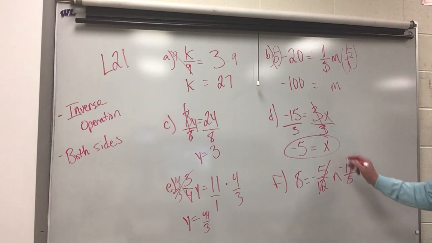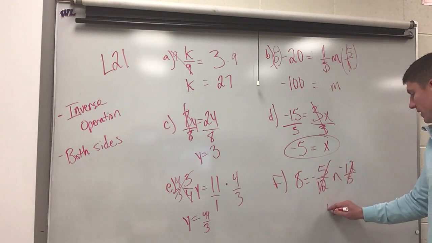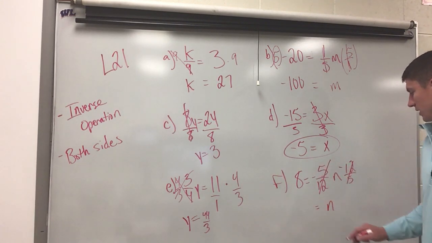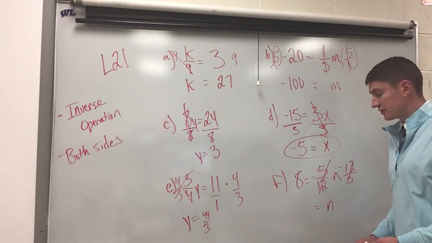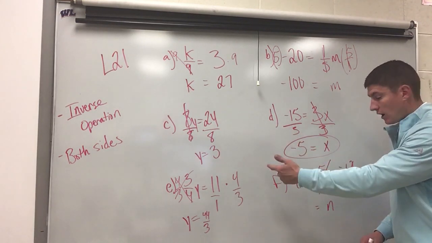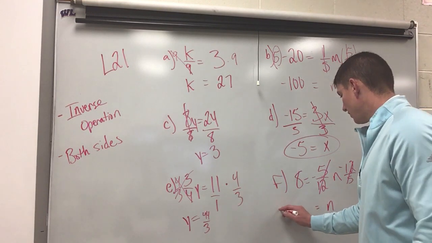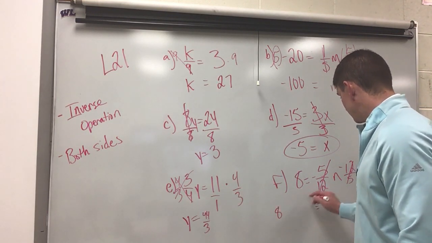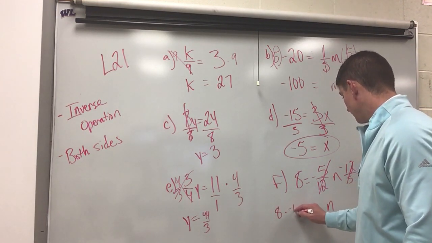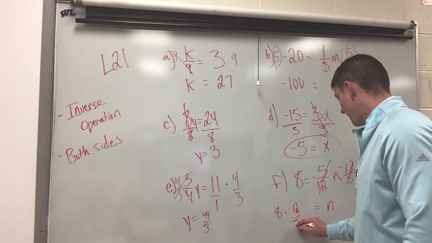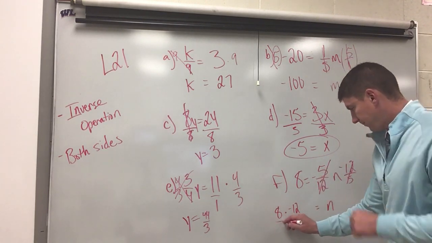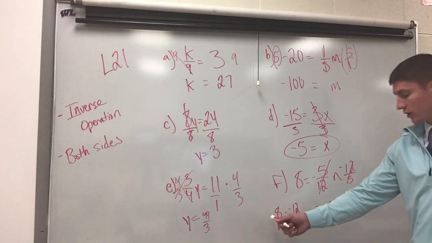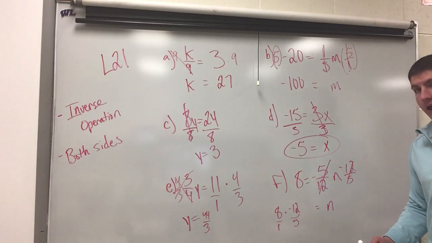Now if I cancel with the negatives, it's going to get rid of that negative and turn this into a positive. I'll keep that negative when I'm doing that to the other side. So what I did to one side, I do to the other side as well. So here I would have 8 multiplied by negative 12 divided by 5. Set that up so that it's numerator over numerator, denominator over denominator, and now I can do the math.